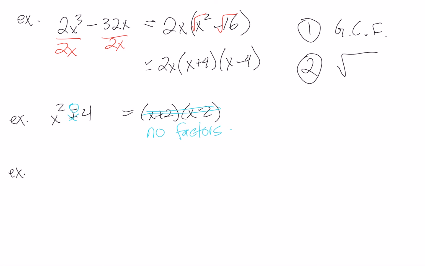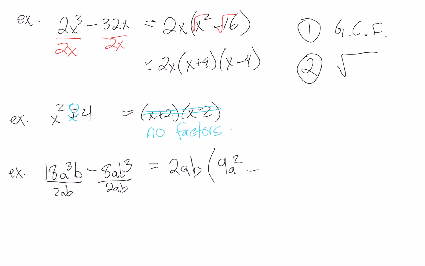Let's go 18a cubed b minus 8ab cubed. Okay, so when you look at it, can't square root it. Those numbers don't square root. So you always want to do your GCF first. So can we take out a greatest common factor? We can take out a 2, we can take out an a, and we can take out a b. So when you divide those by 2ab, you see we get a 9a squared left over on the first one. Divide by 2ab there. We get a 4b squared with the second one.